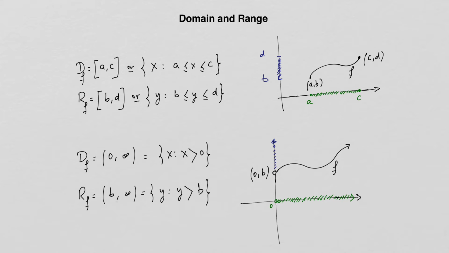So how do you say it? You start with 0, that's your smallest, non-inclusive, and you go to infinity. You never close the infinity. You should never do something like this.